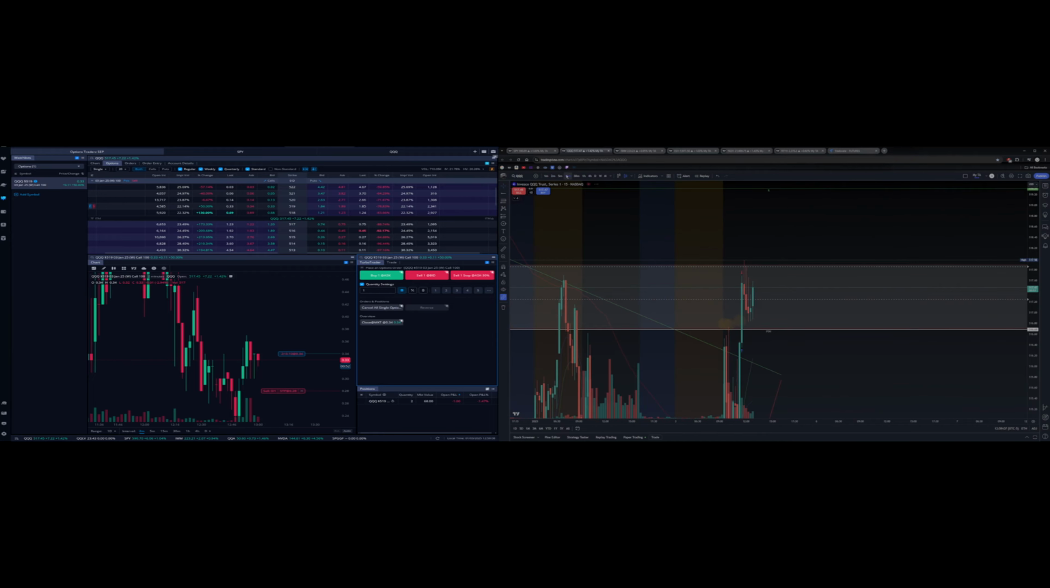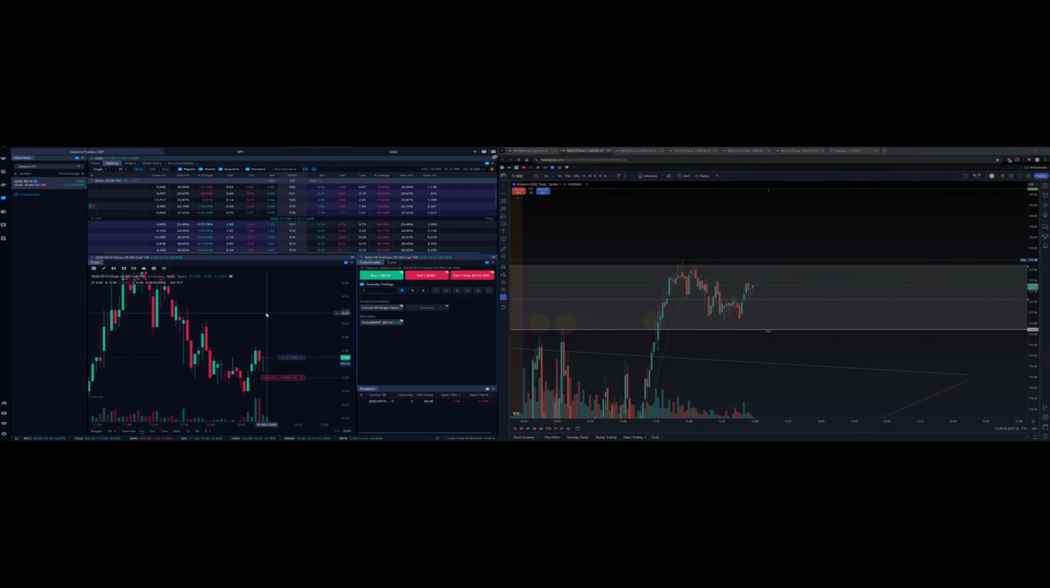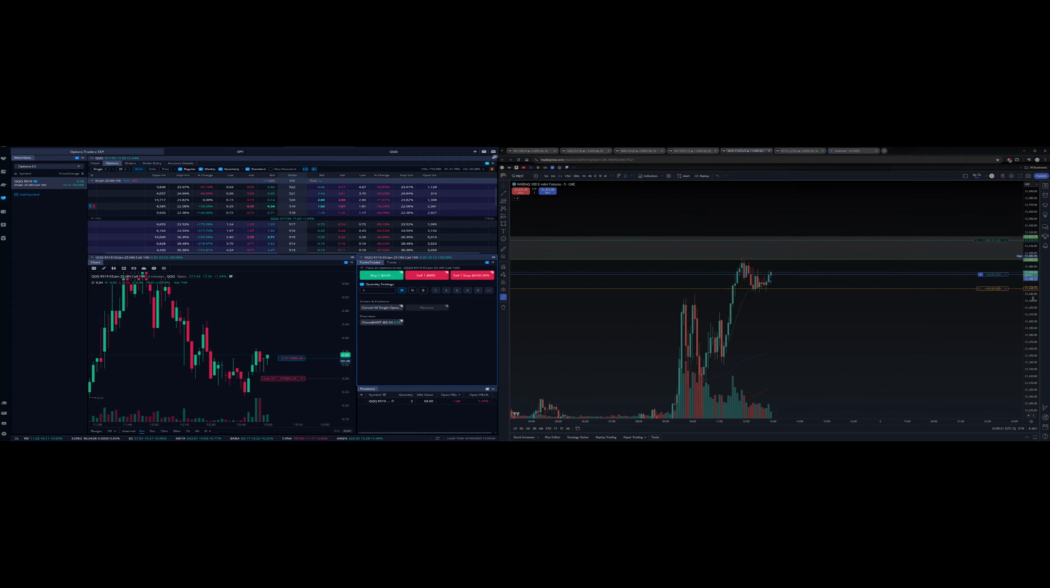I'm also paper trading here on these other tabs for NQ and ES. So NQ follows Qs pretty closely, and then ES follows SPY. Those are 2 tickers I mainly trade, in addition to IWM.